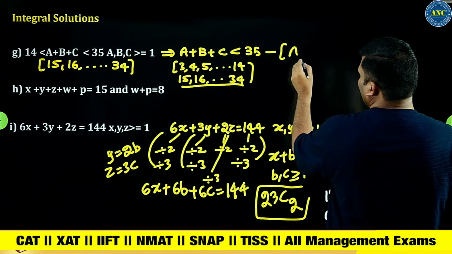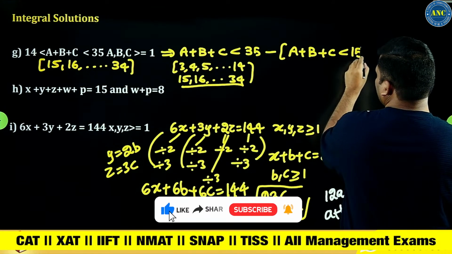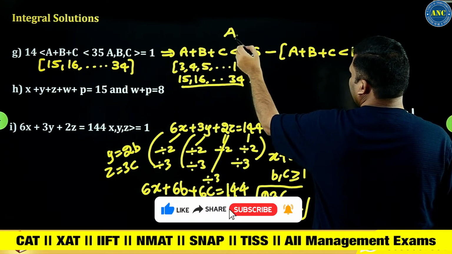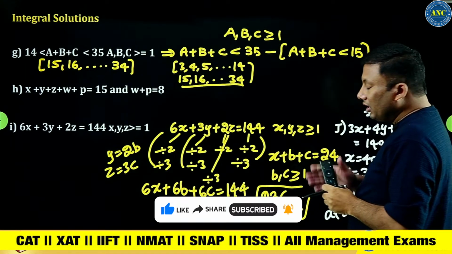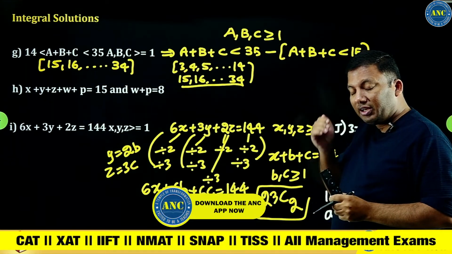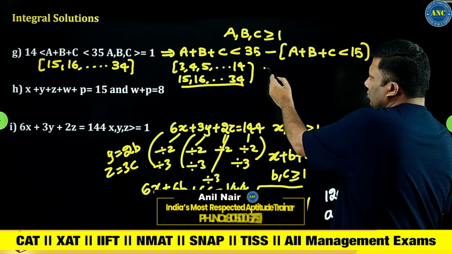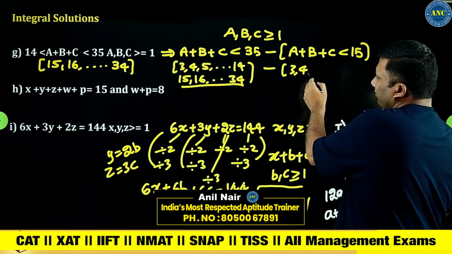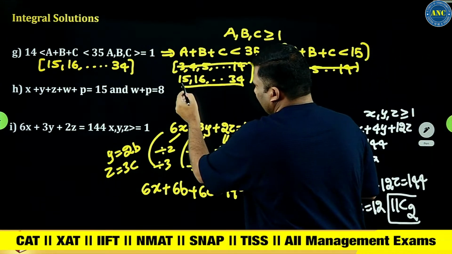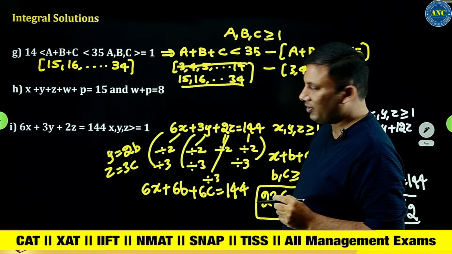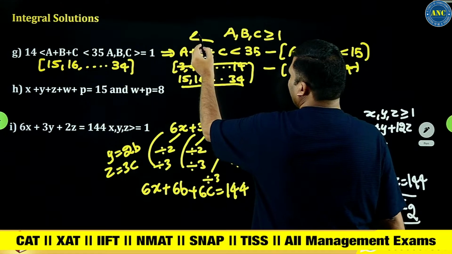Minus of a plus b plus c less than 15. a, b, c greater than or equivalent to 1. Less than 15 means 3, 4, 5, 6 and so on up to 14. Minus of 3, 4, 5 and so on up to 14. All these will be eliminated. Exactly that is what we require. Are you all with me? So what will be the answer for this question?